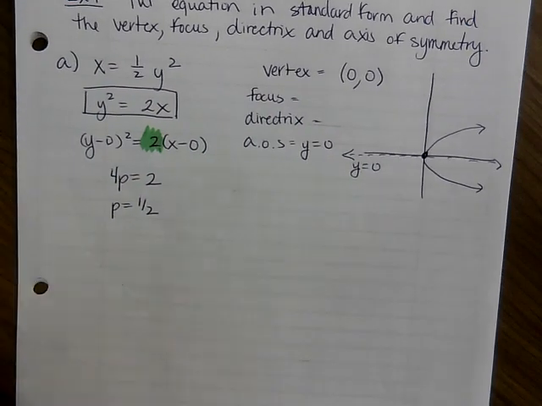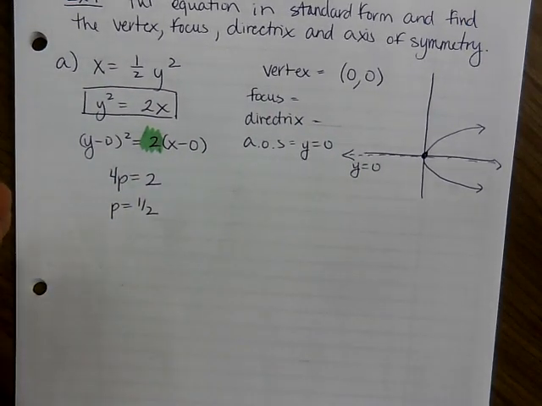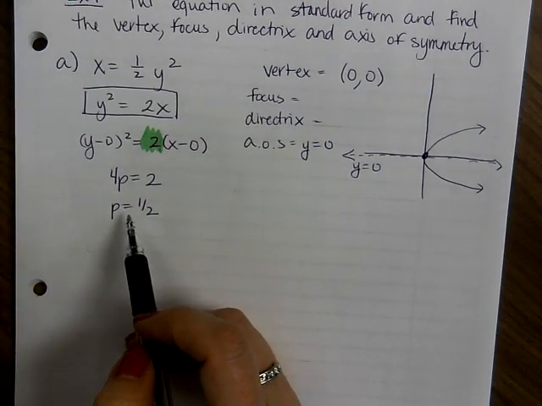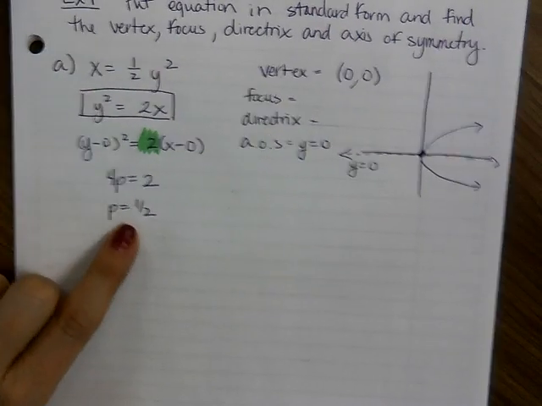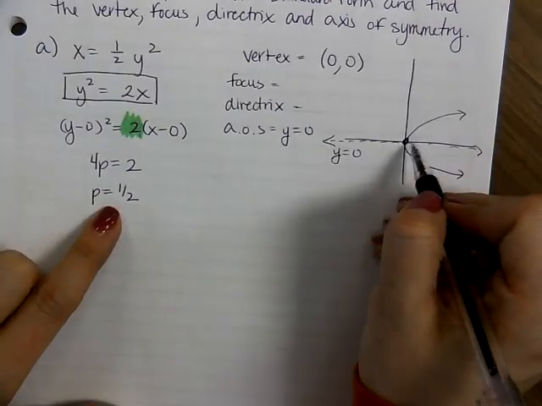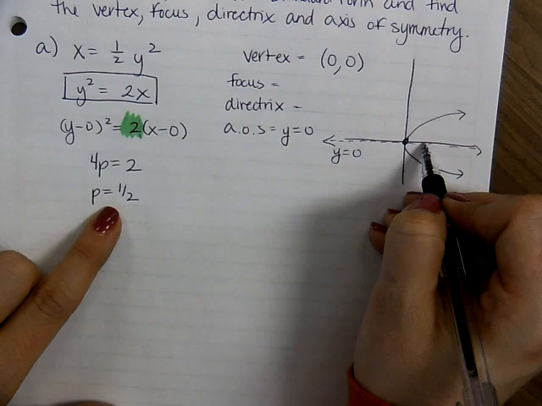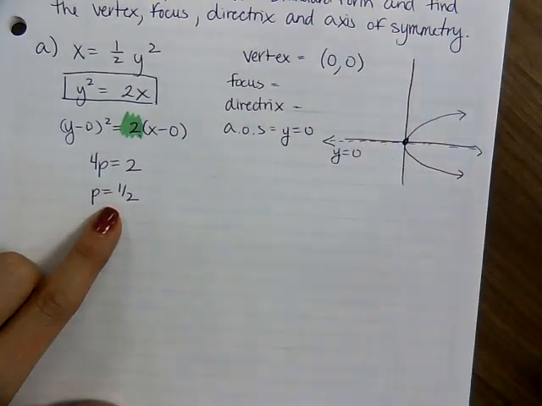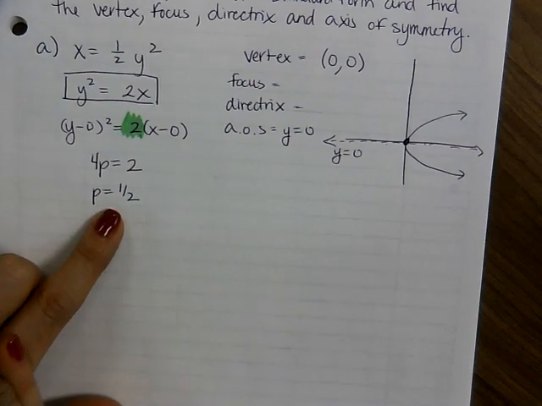p is a distance. Can p ever be negative? No, so if you get a negative answer, it just means you chose the wrong one to set it equal to, so just take the absolute value of it. Okay? It's got to be positive. It represents a distance. So p is the distance from the vertex to the focus, which has to be inside the parabola, and from the vertex to the directrix, which is outside of the parabola. So where is the focus?